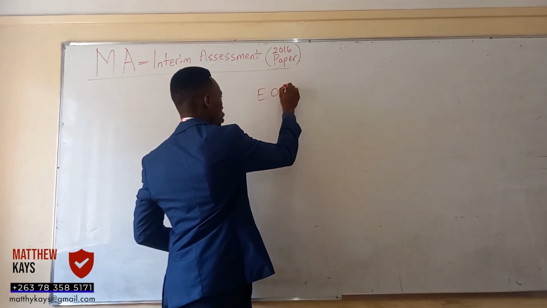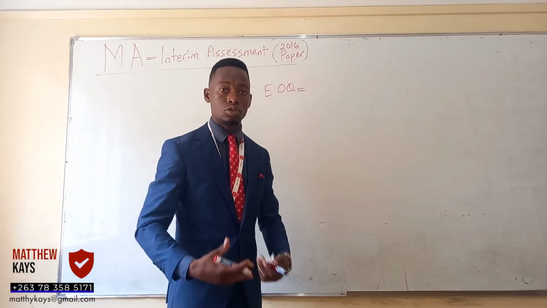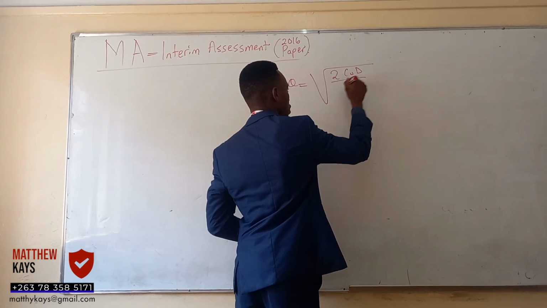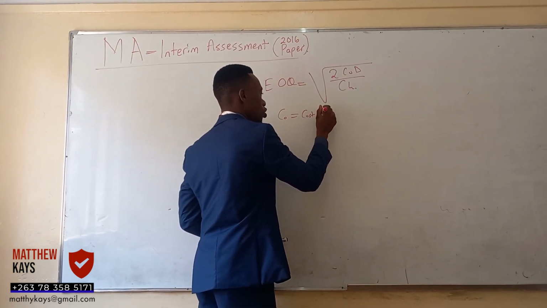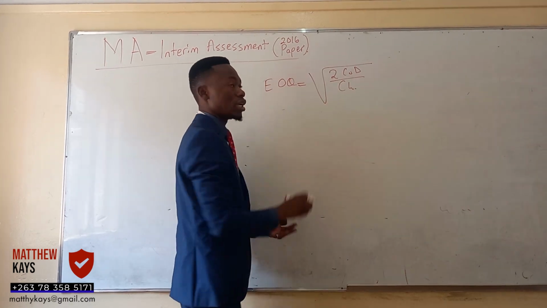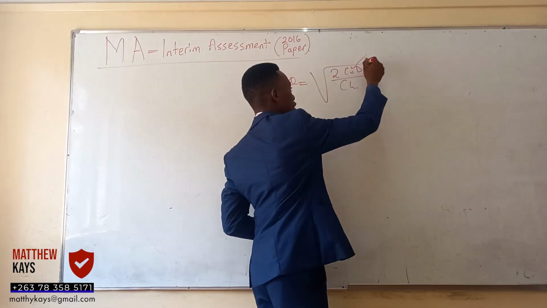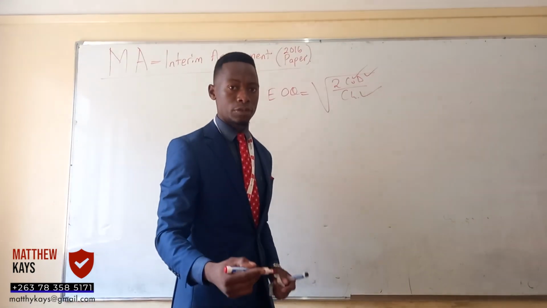So EOQ, how do you calculate it? This formula, you don't need to memorize it because it will be given in the exam. Right, the square root of 2CoD over Ch. Obviously, the Co, you know this, you are doing a revision, right? The Co is the cost of placing an order. The D is the annual demand. The Ch is the annual holding cost per unit.